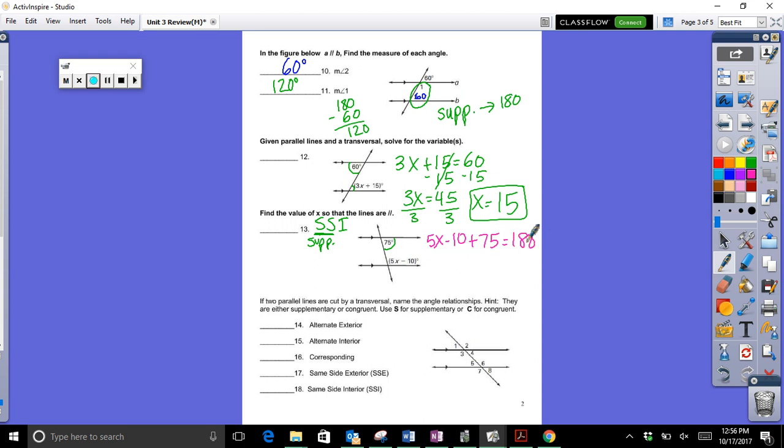And then we solve. The first thing is to add our like terms together. Nothing matches with our 5x, so just bring that down. Negative 10 and 75 is just going to be plus 65 equals 180. Then we need to subtract the 65. So 5x equals 115, and then we divide by 5. So x would equal 23.